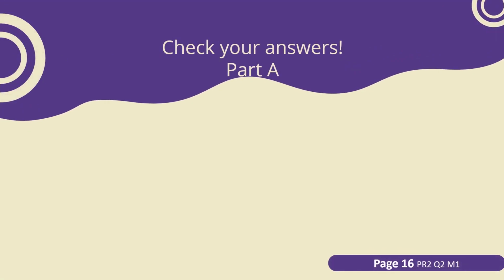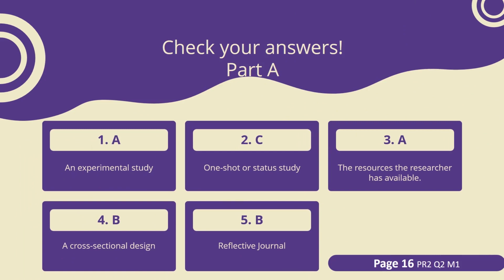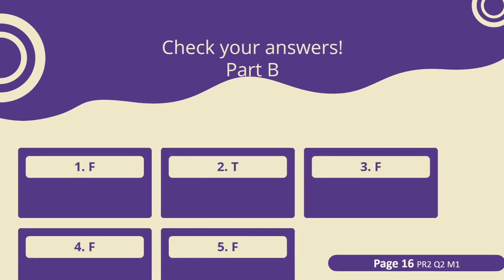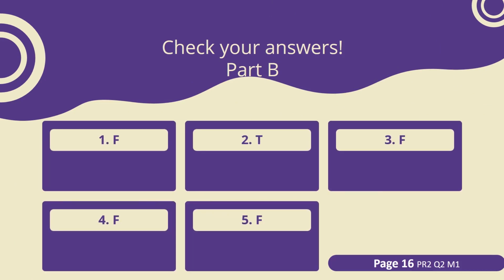Let's check your answers. For part A, the answers are number 1, A, number 2, C, number 3, A, number 4, B, and number 5, B. For part B, the answers are number 1, F, number 2, T, number 3, F, number 4, F, number 5, F. How was it? Did you get a perfect score? Great!